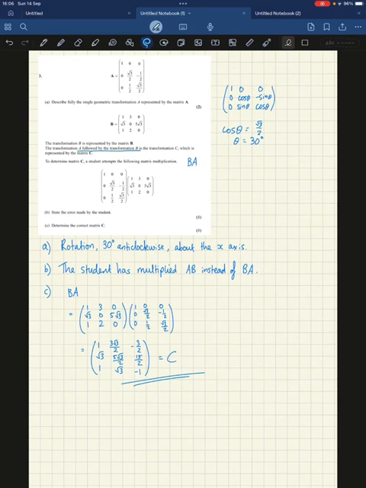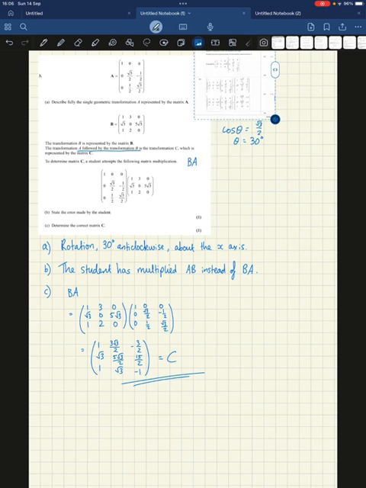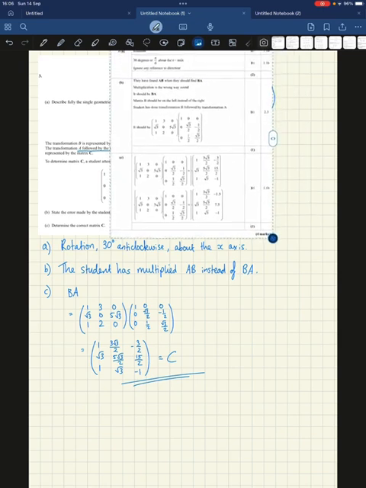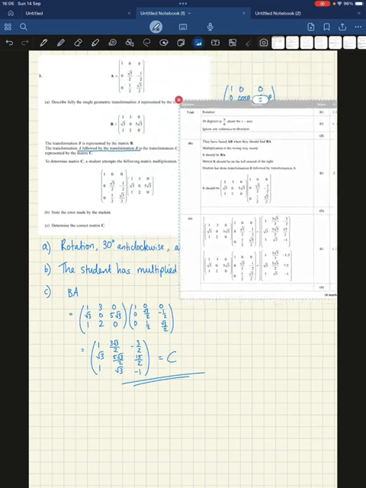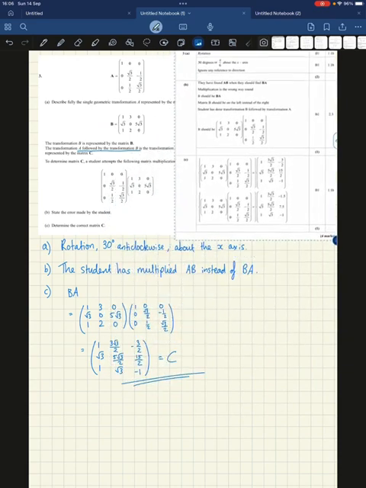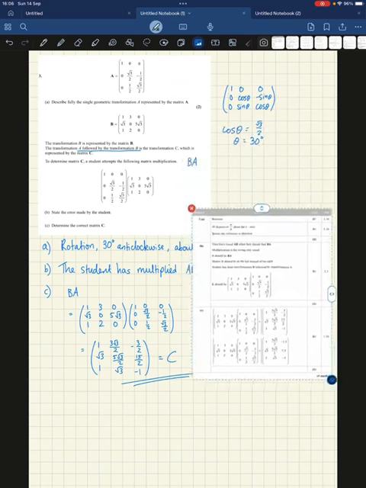But let's see if we got the marks. Right, so I'll just keep the mark scheme here, I guess.